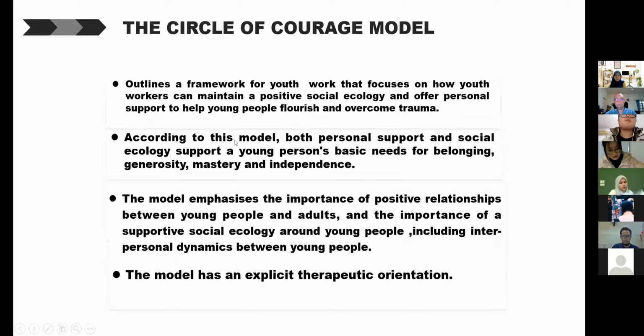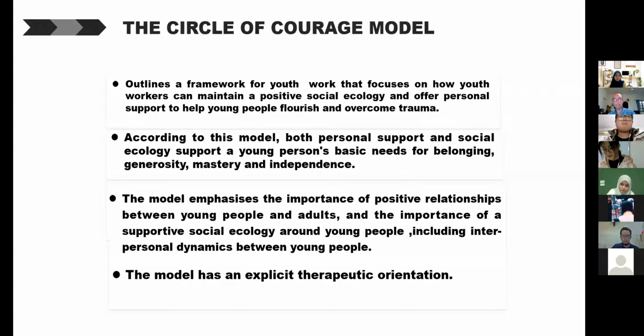This one is about the Circle of Courage model. From our article, the outlines of the framework of youth workers focus on how youth workers can maintain a positive social ecology and offer personal support to help young people flourish and overcome trauma. Also, both personal support and the social ecology support a young person's basic needs for belonging, generosity, mastery, and independence.